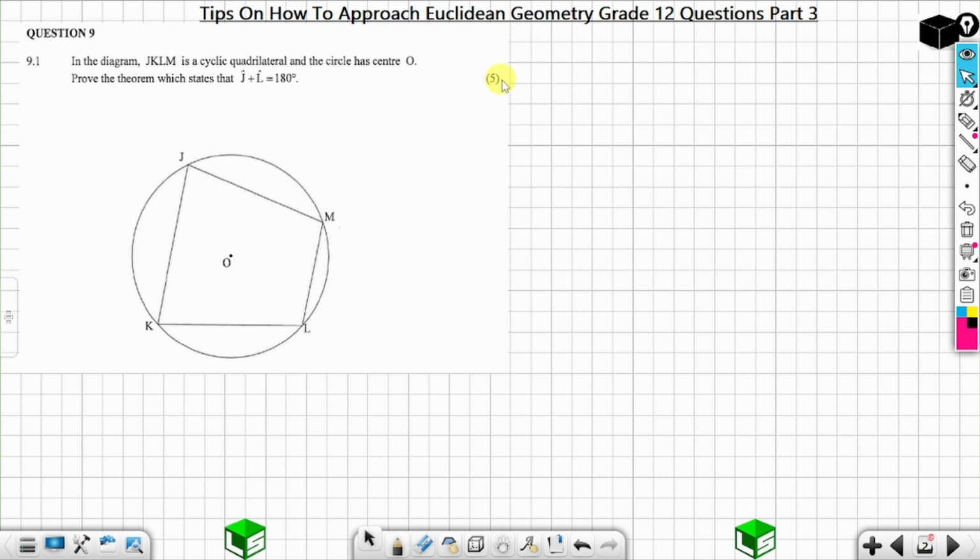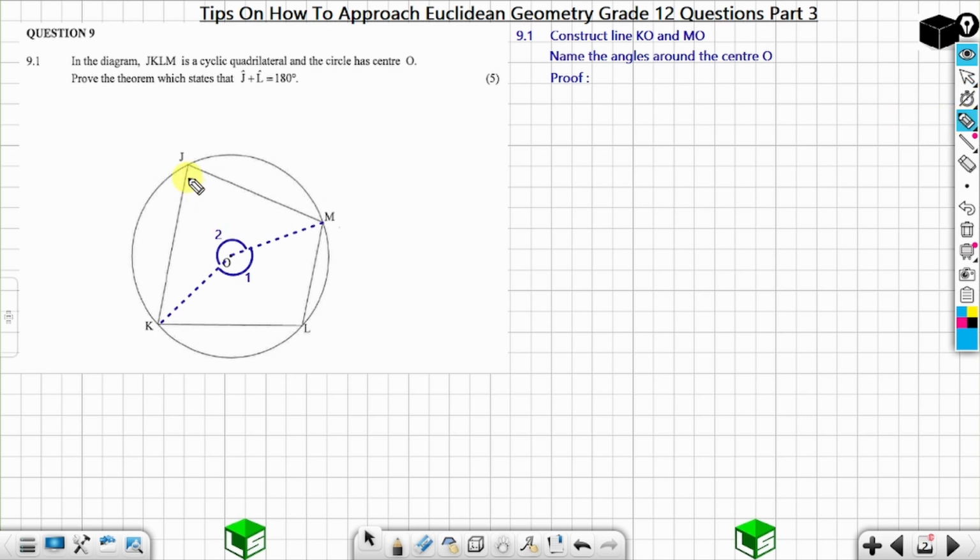Okay, 5 marks. For 9.1, we are going to construct lines KO and MO, and we are going to name the angles around the center O. So you have this angle, we are going to call it O1, and this angle we are going to call O2. Okay, now the proof. Let me show you.